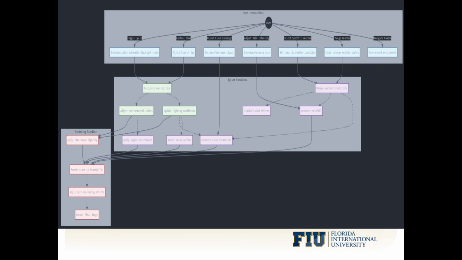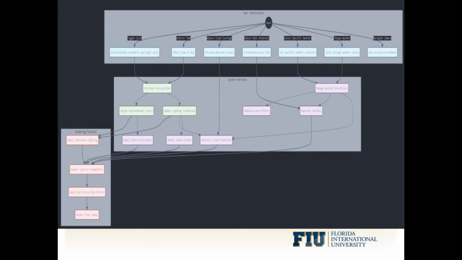And then the output generation, which combines all visuals into the final frame for display. Some key relationships include weather and time affect lighting, ocean, and sky visuals. User controls influence both systems directly. Time and weather run independently but visually synchronize. And the rendering integrates everything into one cohesive experience.